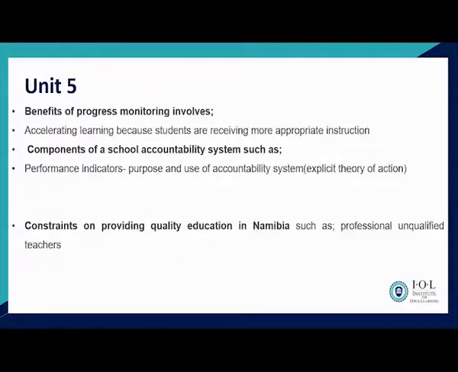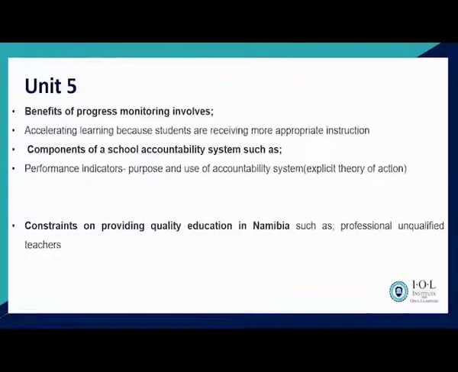The benefit of progress monitoring involves accelerating learning because students are receiving more appropriate instruction, because you continuously monitor what's happening. Then we look at the components of a school accountability system. The component of a school accountability system is just to make sure that performance indicators, purpose and use of the accountability system express the theory of action. In other words, the school must accept or must be accountable for what's happening. If there's high failure, the school must be accountable for that. If there's high performance, the school must say, yes, we have done that.